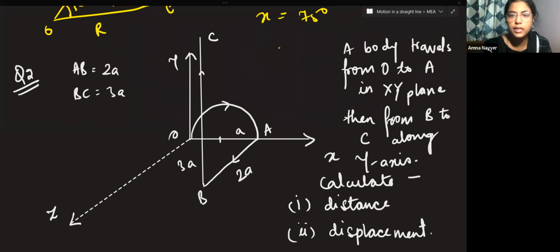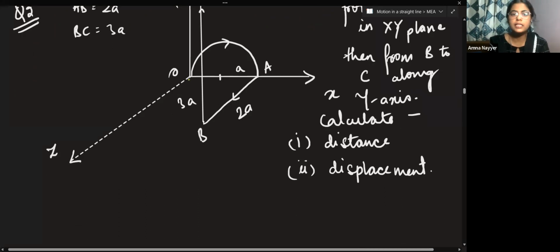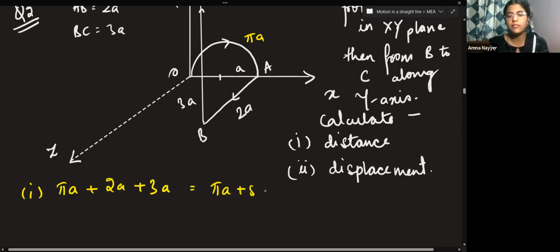Yes, Hiram, the answer is right. So this equals pi a. Then what do we have? We have 2a, then we have 3a. So total distance will be what? Pi a plus 2a plus 3a. That's the distance. So this becomes pi a plus 5a. You can take a common from here. Your answer will be (pi + 5)a meters. This will be the distance.